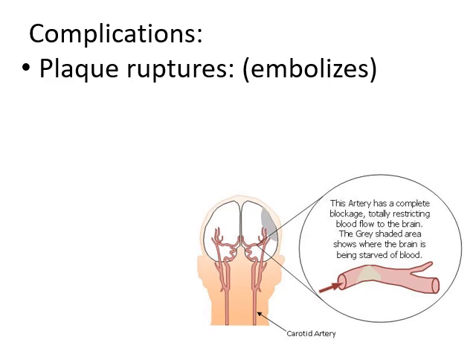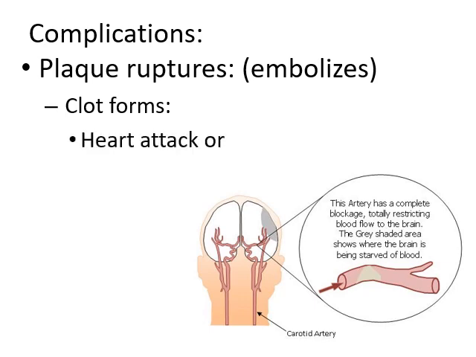So what are the complications with having this clumpy plaque? Well, one thing is that the plaque ruptures and it embolizes, which means a little piece of that plaque breaks off and travels through your body. And guess where sometimes it ends up? Up here in the brain, blocking off blood to certain areas of the brain, and that would be a stroke. So we have a clot that forms. So we can end up having, like I said, a heart attack where the clot has formed right in that blood vessel, or we can end up with a stroke.